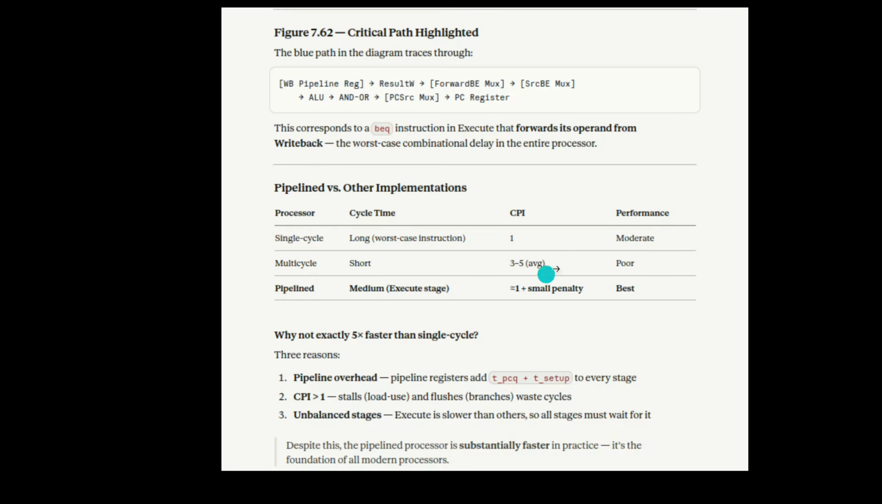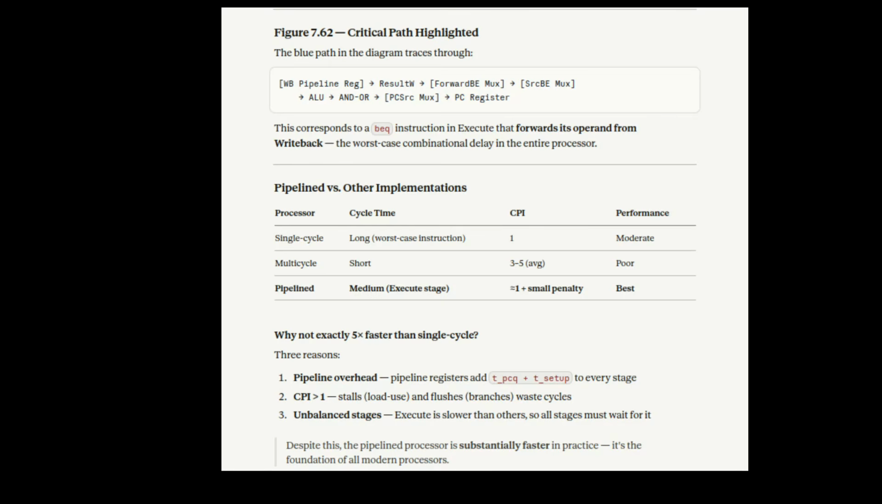Single cycle CPI is 1, performance is moderate. Multi-cycle CPI is 3 to 5 on average, performance is poor. Pipeline is 1 plus a small penalty. The penalty depends on the stalls and flushes and all. The performance of single cycle is moderate, multi-cycle is poor, and pipeline is the best. Single cycle has the longest cycle time, multi-cycle has the shortest, and pipeline has a medium cycle time. This is important. But the best performance is pipeline, single cycle is moderate, multi-cycle is poor.